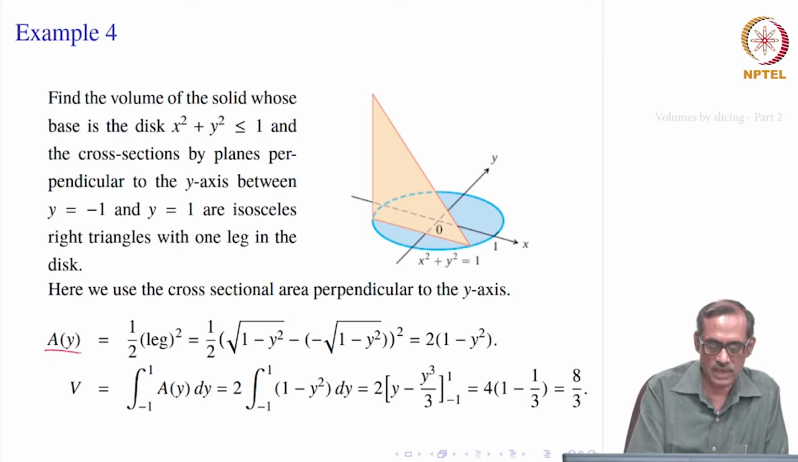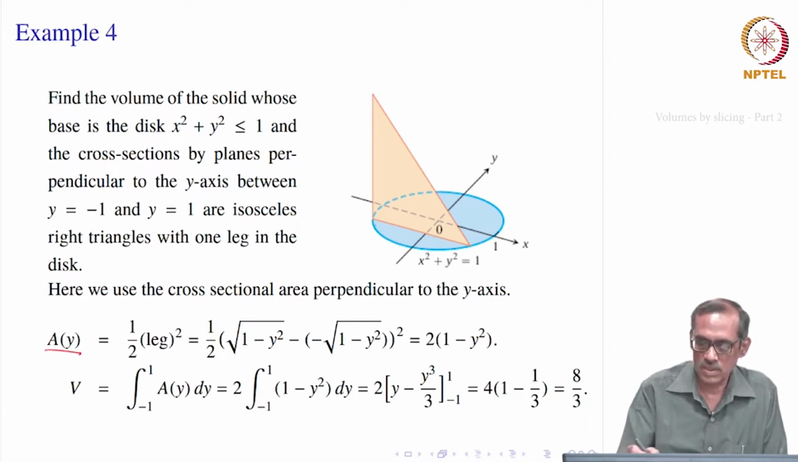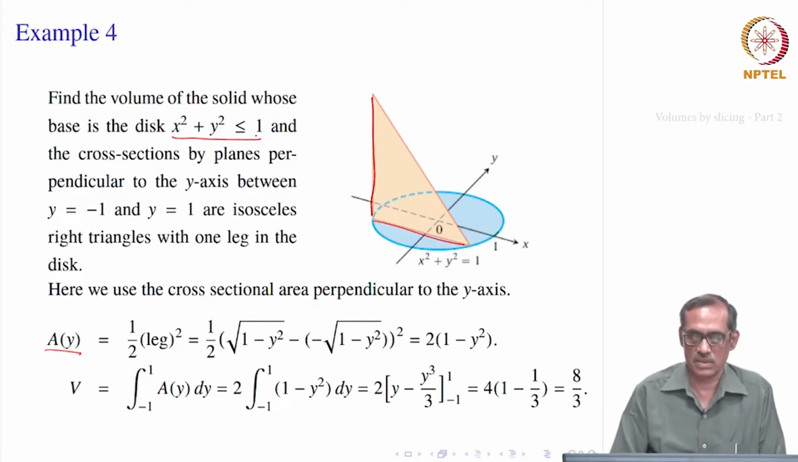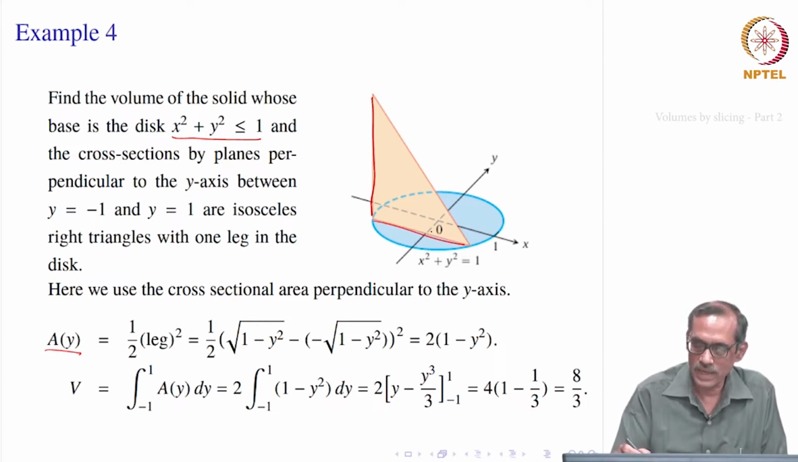So, what is the cross sectional area here? Since it is a triangle, all that we get is half times its base and the height, but they are the same, that is the same thing as the leg in the disk. So, it is half times leg square. But what is exactly the leg? The leg lies between y equal to -1 to y equal to 1, and it is inside the disk, x square plus y square less than or equal to 1. So, if you take any y here, 0 to y, let us say this way.